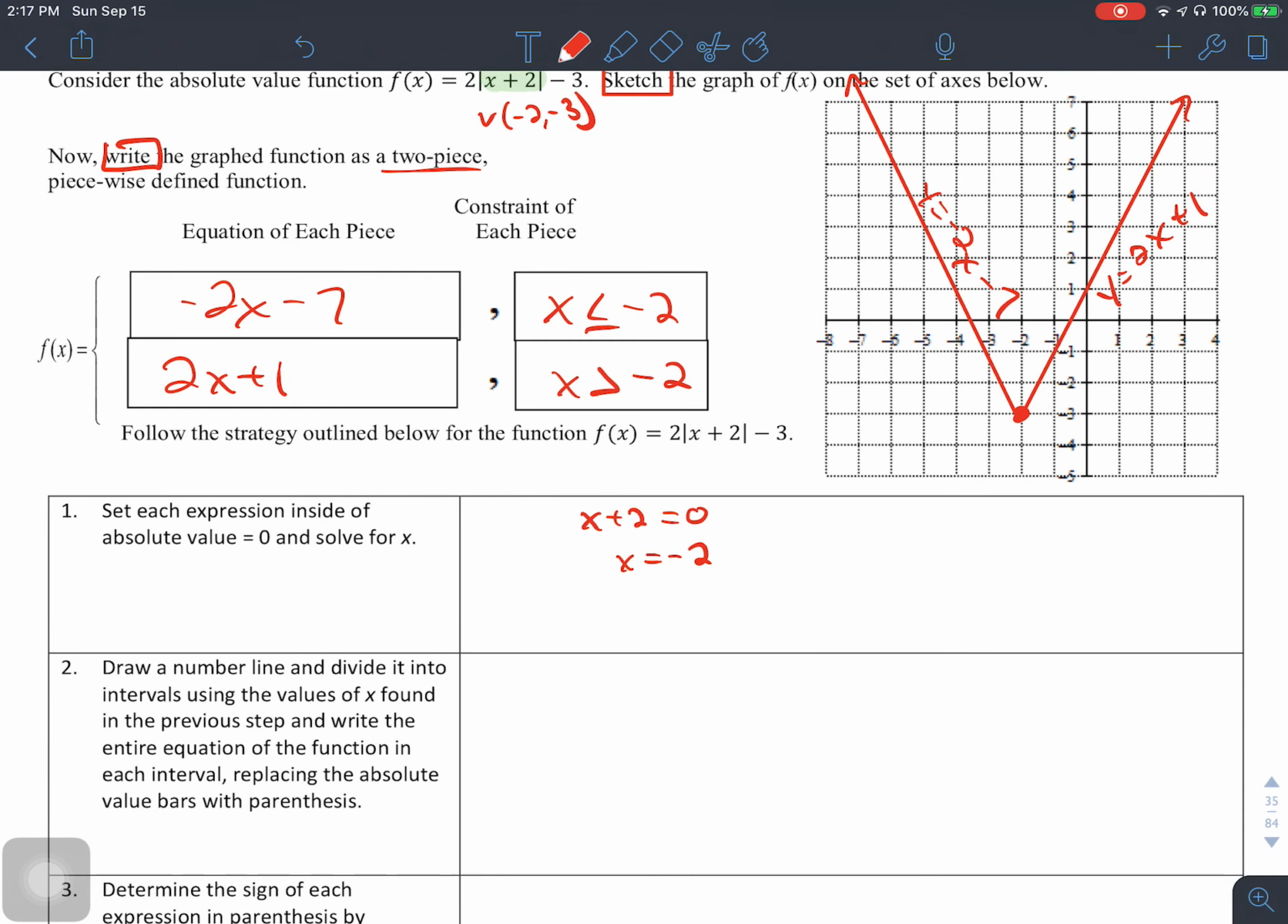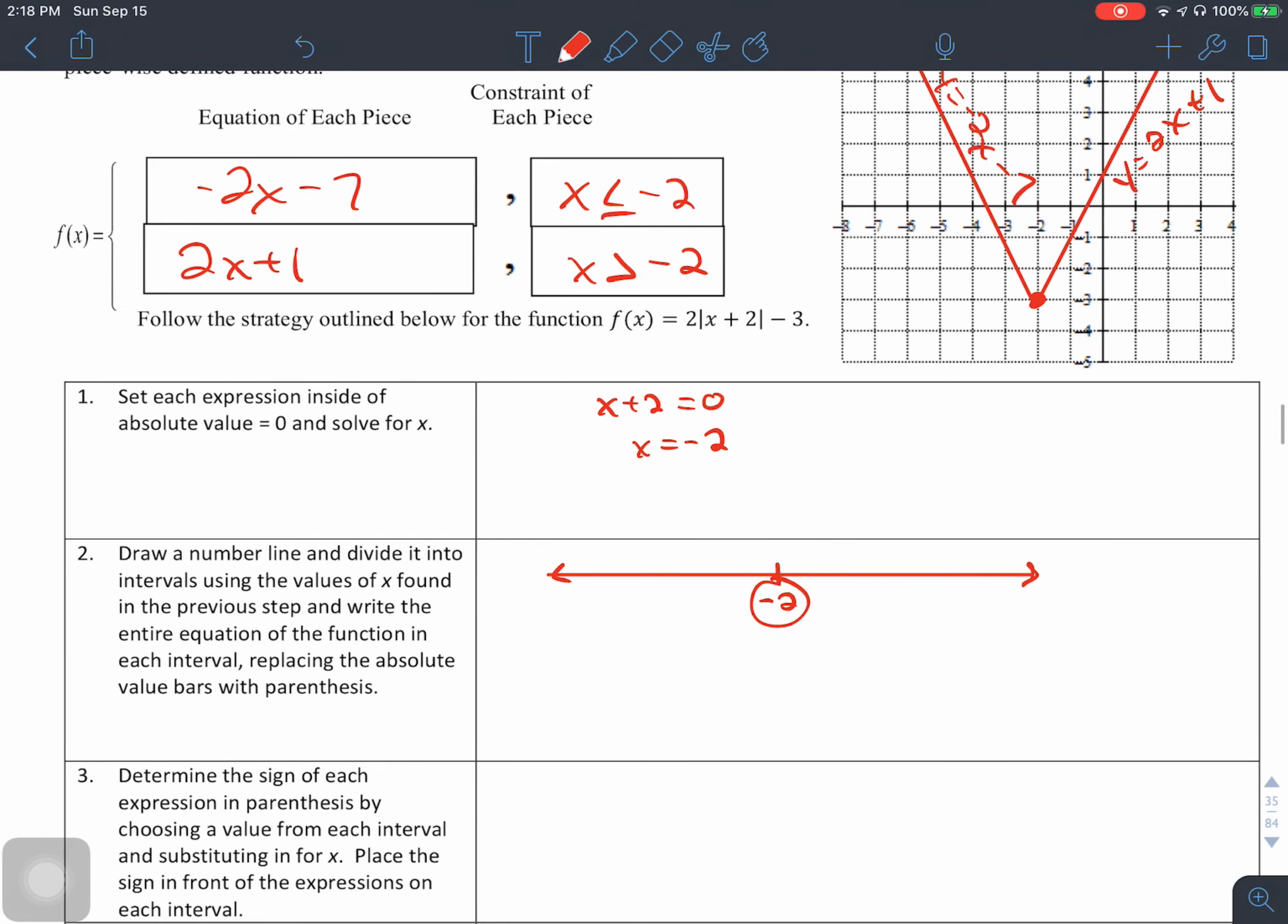Easy enough. Step 2, draw a number line. That's just a fancy way of saying a line with numbers on it. And divide it into intervals using the values of x found in the previous step. We only found 1 in the previous step. I'm going to circle that number. And write the entire equation of the function in each interval, replacing the absolute value bars with parentheses. So leave a little space when you do this next part because we're going to be adding something to it that we haven't been told yet.